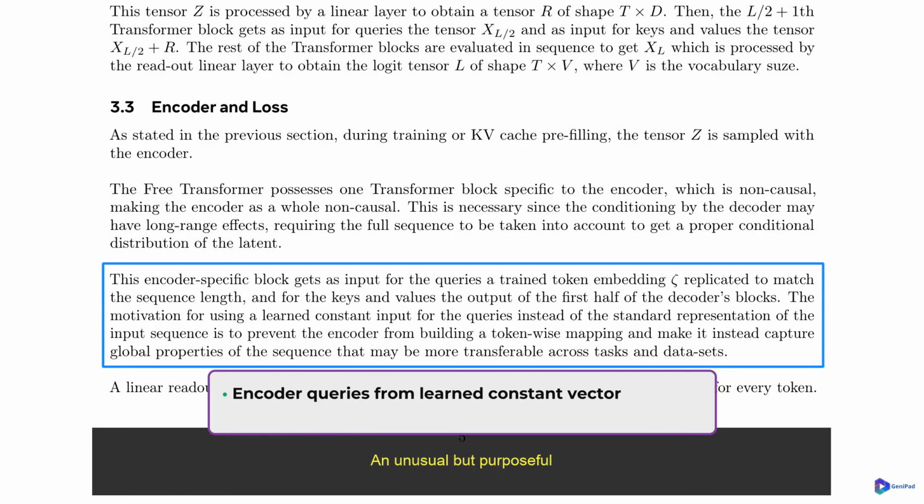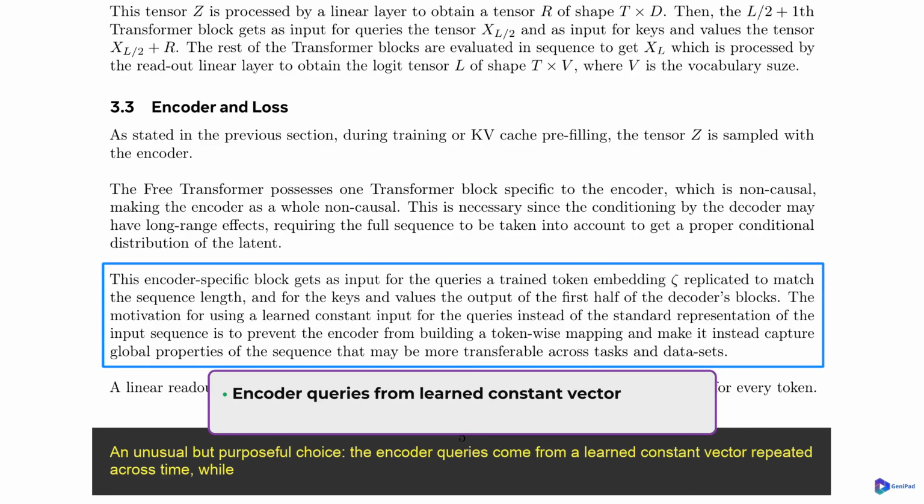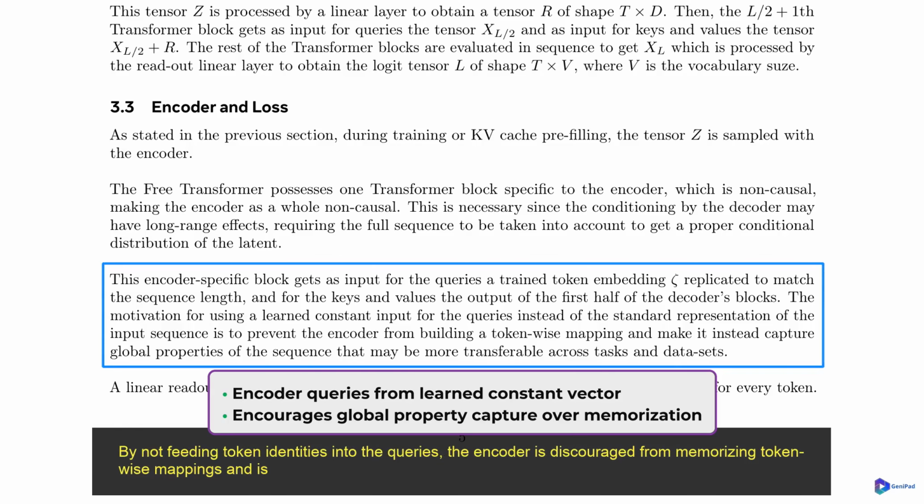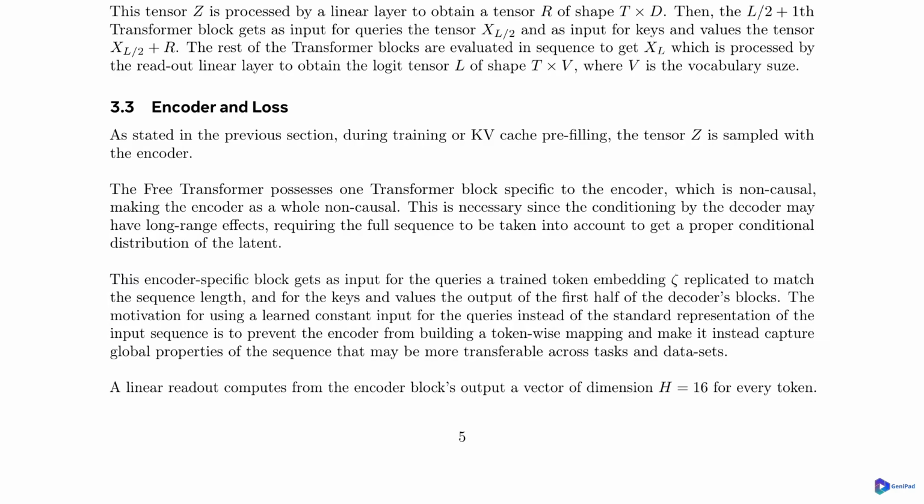An unusual but purposeful choice. The encoder queries come from a learned constant vector repeated across time, while the keys and values come from the decoder's lower half features. By not feeding token identities into the queries, the encoder is discouraged from memorizing token-wise mappings and is nudged toward capturing global properties that transfer across examples and tasks.